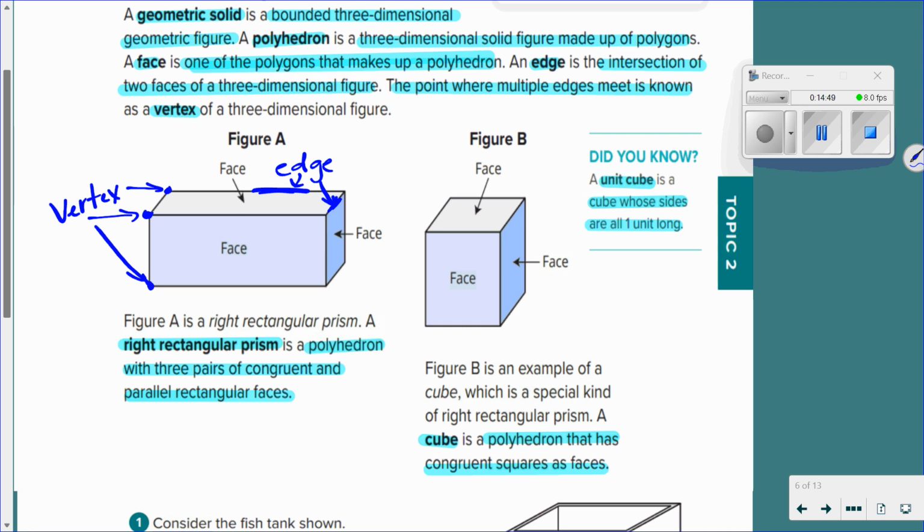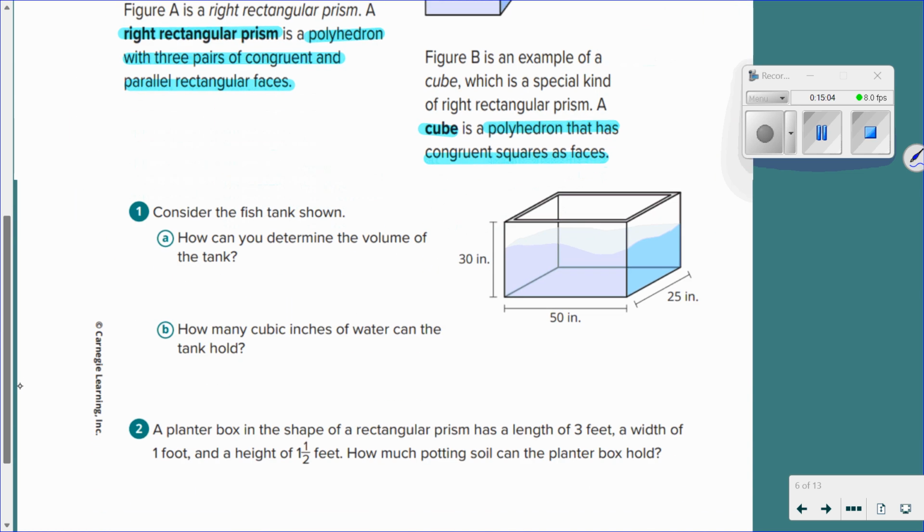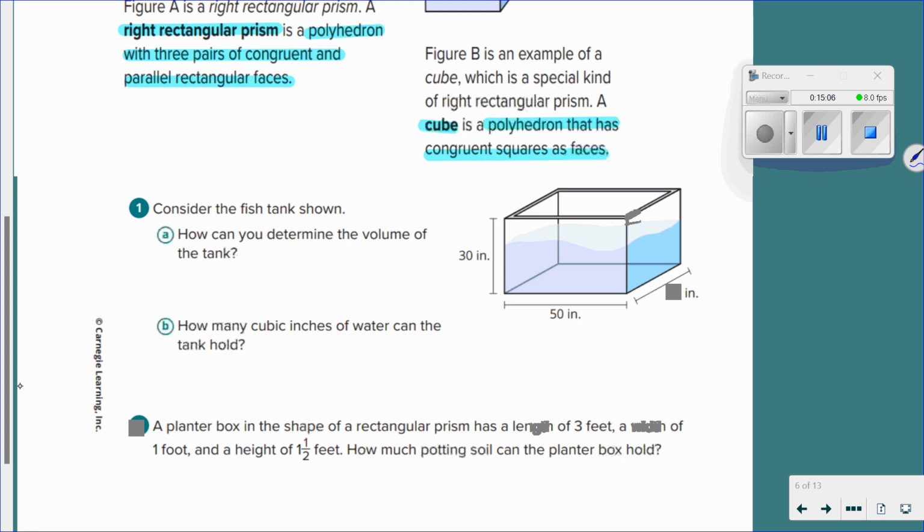Questions on any of this vocabulary? Because you guys have to understand the vocabulary. If we're asking you what the face is and you tell me about an edge or a vertex, did you answer the question? No. So we need to make sure we understand those. Okay. Moving on. Number 1.